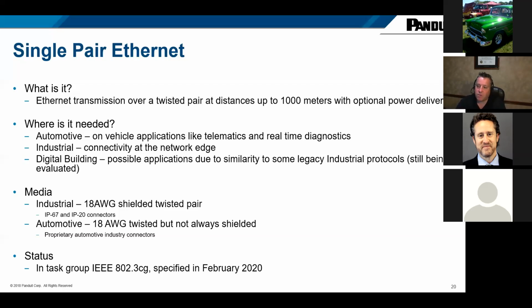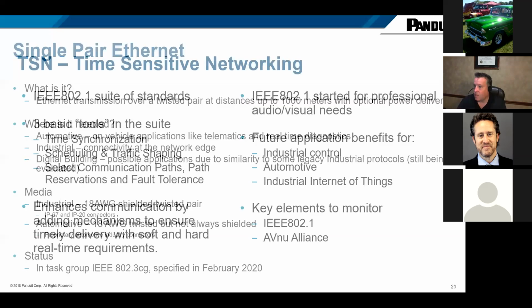It's power over device link. And anyway, if you want to learn more about it, again, the chair to the task group is within Panduit. So I've got the foremost expert on speed dial if you need to learn more about it. And we have lots of interesting papers and stuff around single pair Ethernet as well. But that's coming out this year.